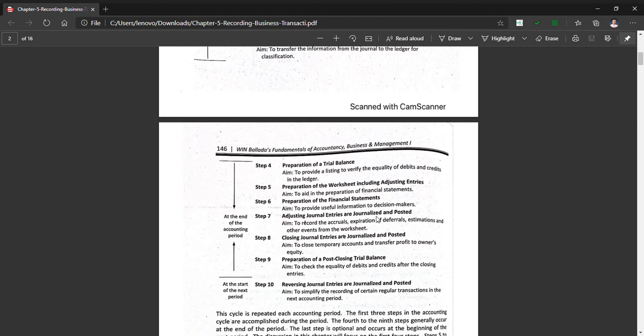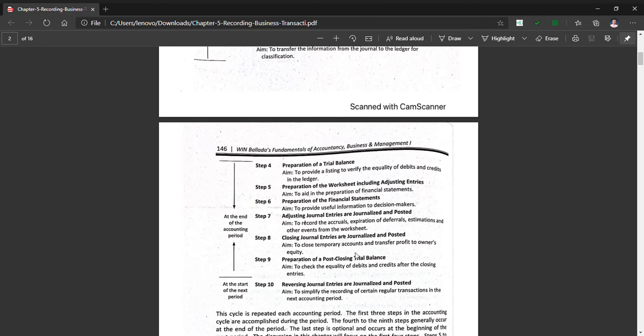Step 7, adjusting journal entries are journalized and posted. Okay, so kung meron mga accounts natin na kailangan nating i-adjust, we need to adjust those and we need to journalize and post them. Step 8, closing journal entries are journalized and posted. Okay, so yung mga closing entries natin, ang goal lang nito is to close the temporary accounts. Meaning, yung temporary accounts, these are our income and expense. Okay?